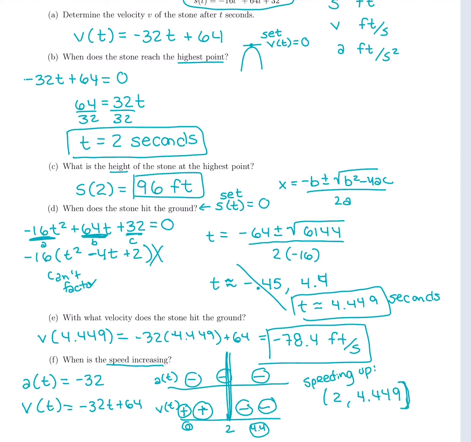It's hit the ground after that. So it's not falling forever. If you threw a rock when you were 4 years old, it's not still falling now. This one stopped falling about 4.5 seconds in. It's slowing down before 2, so from 0 to 2. This only asks speeding up though. So it is speeding up from 2 seconds, not included, until it hits the ground, 4.449.